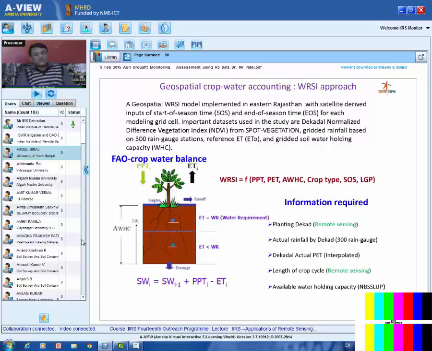Another, one can also integrate soil water balance modeling, particularly a crop specific water balance model, with remote sensing derived length of growing period, and also rainfall from a rain gauge network with a geostatistical interpolation technique to derive rainfall and available water capacity. This information can help you drive the crop specific water balance model and finally compute the water requirement satisfaction index, which is a function of rainfall, potential evapotranspiration, available water capacity, crop types, start of season, and length of growing period.